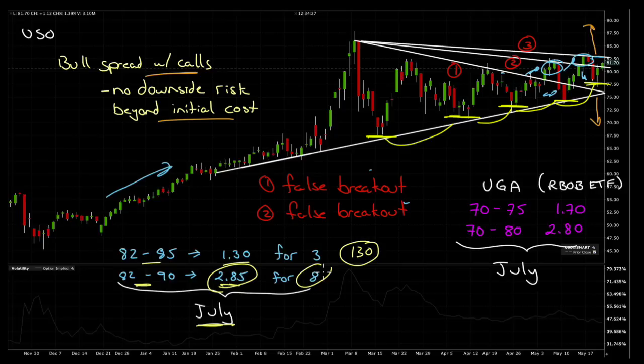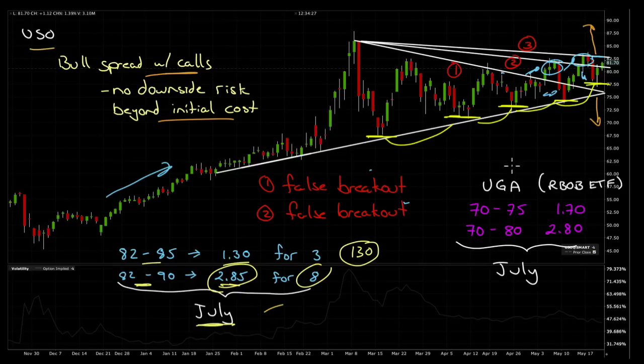This is oil though, which is not the same as gasoline. So sitting between oil and gasoline are refiners, and there's refining capacity constraint as well, which means the tightness in the gasoline market is even tighter. So if you think, well, I think gasoline prices are going up, you can have gasoline prices going up without oil prices going up.